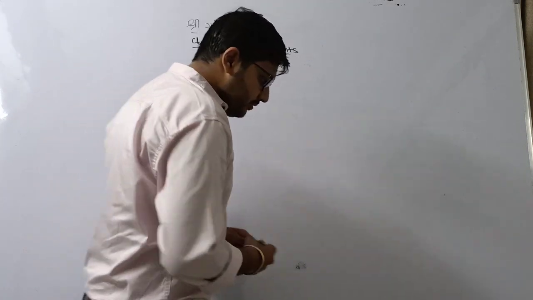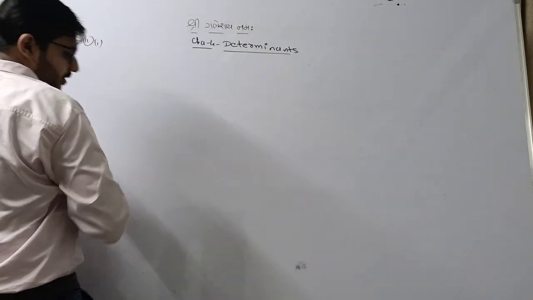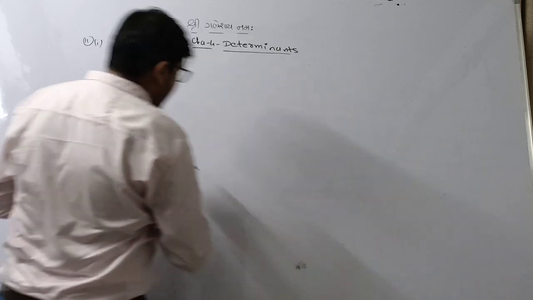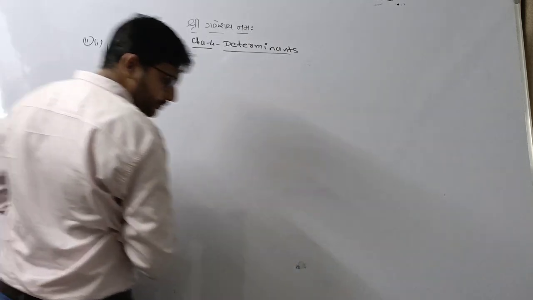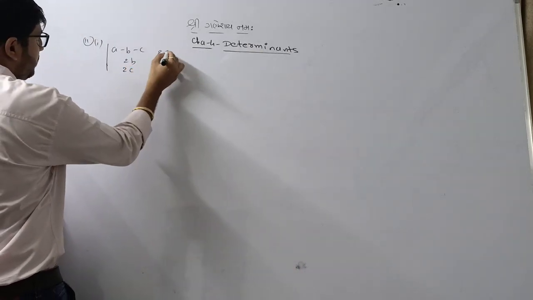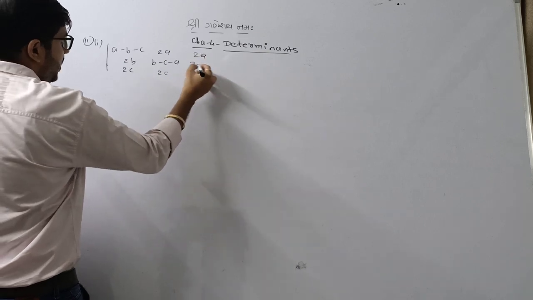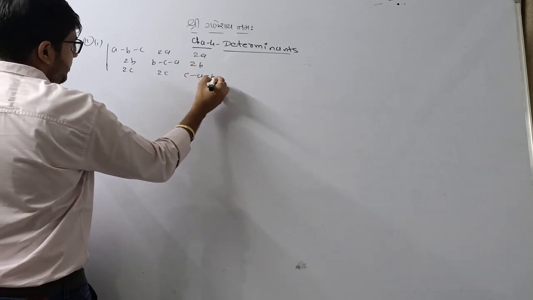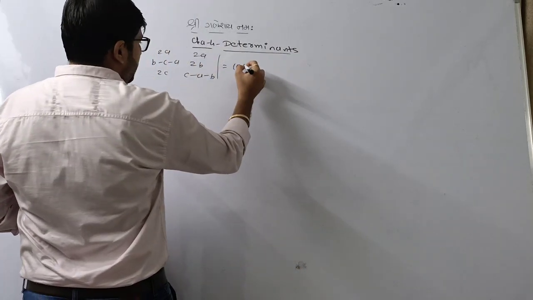In the next question, number 11, we have first row a minus b minus c, 2b, 2c. Then 2a, b minus c minus a, 2c. Then 2a, 2b, c minus a minus b, equals, we have to prove, a plus b plus c whole cube.